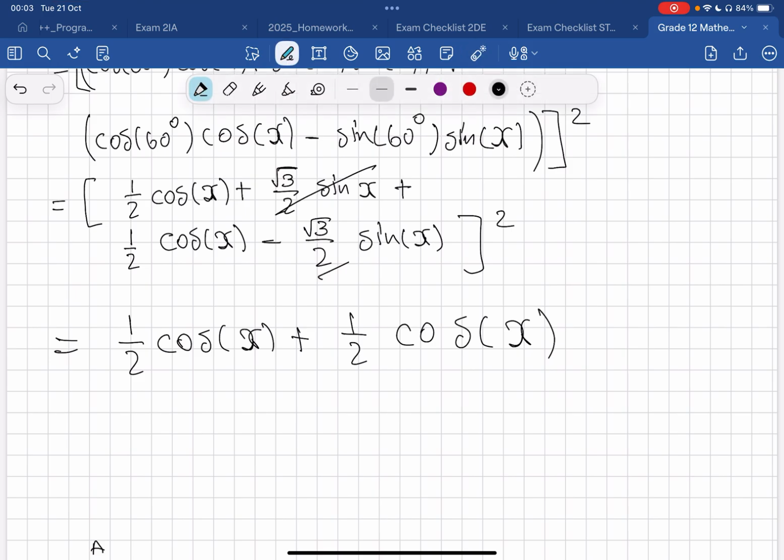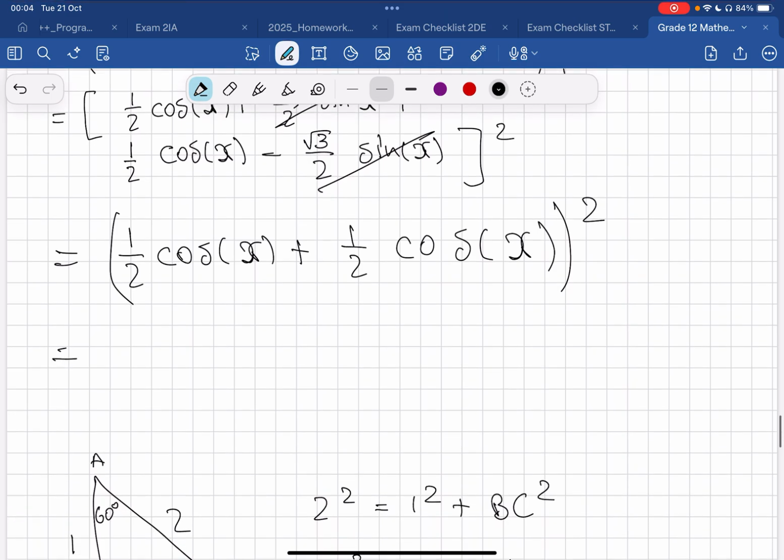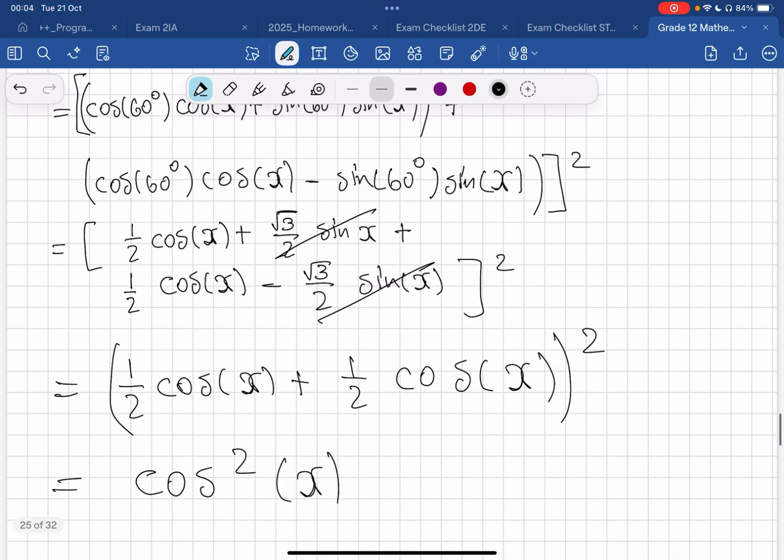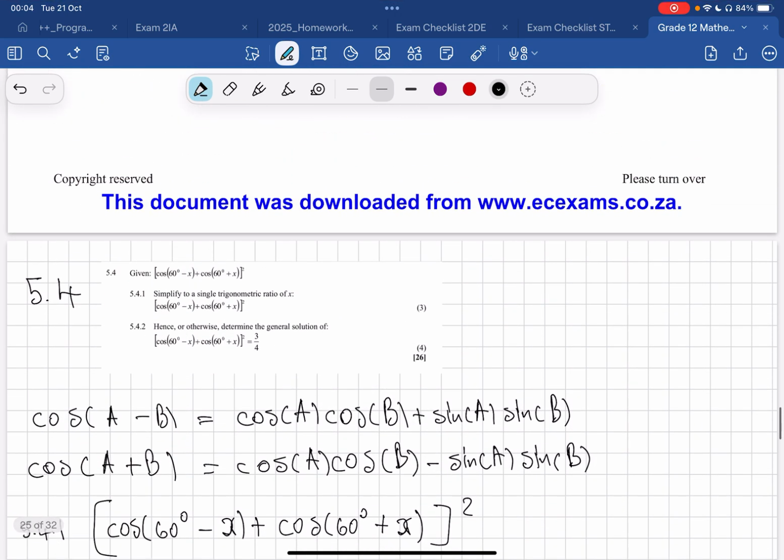So, because it's root 3 over 2, it's plus root 3 over 2 sine x minus root 3 over 2 sine x. And we have this being squared. This is just cos squared x. And that is the answer to 5.4.1. We have simplified this ratio into a single trig ratio.